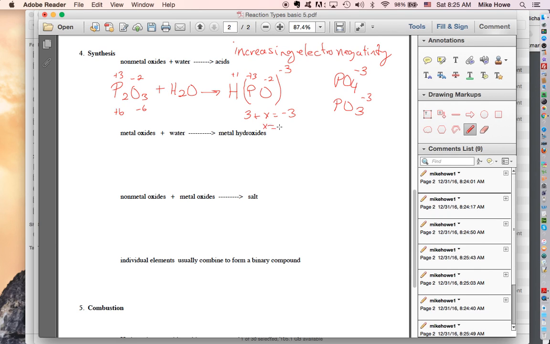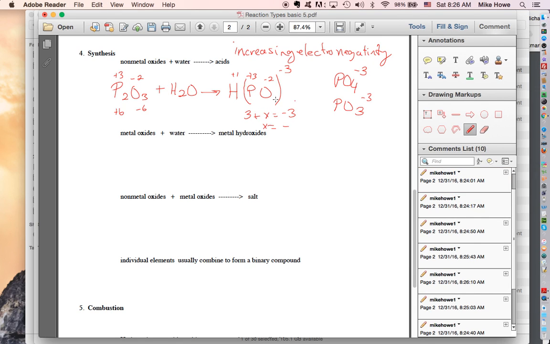Okay, so X equals -6. Wouldn't 3 plus -6 equal -3? Each oxygen atom is -2. So how many oxygen atoms will I need to make -6? So looks like I'm going to need 3 of them to make the -6 charge. So in this case, the polyatomic ion that we have in the acid is PO3. That would be called phosphorus acid.